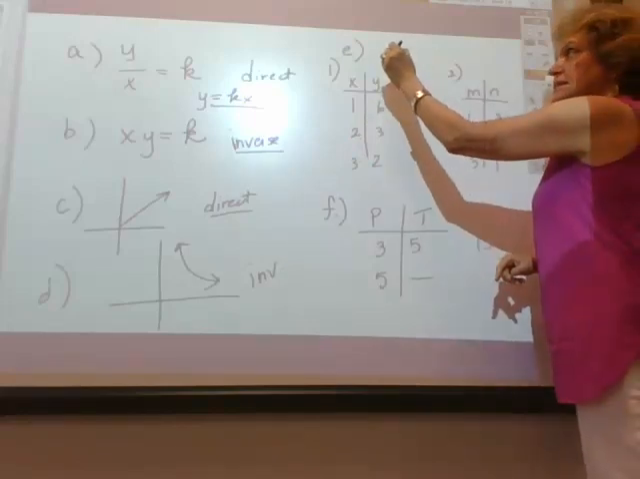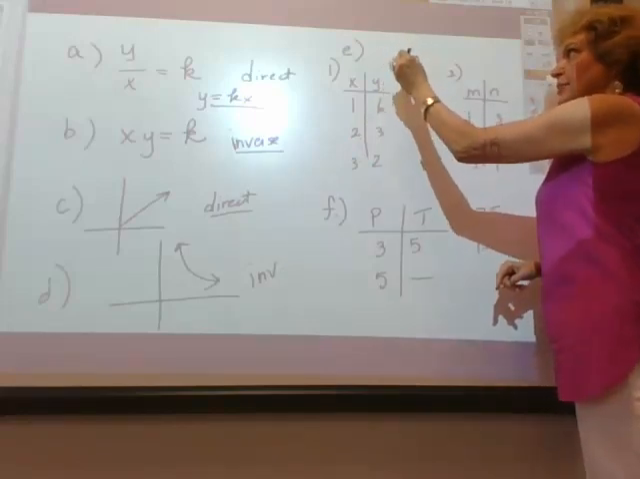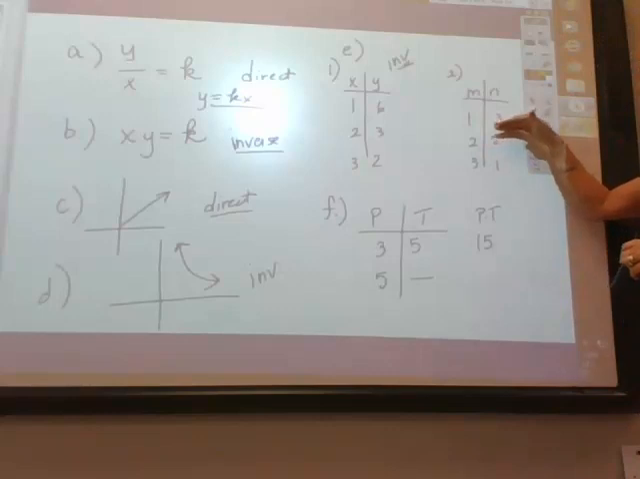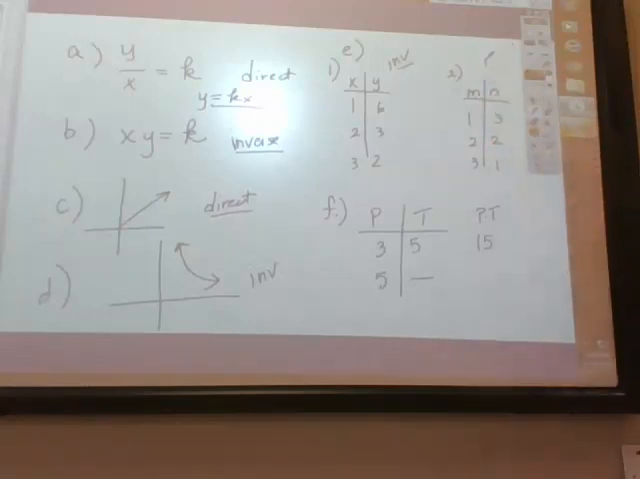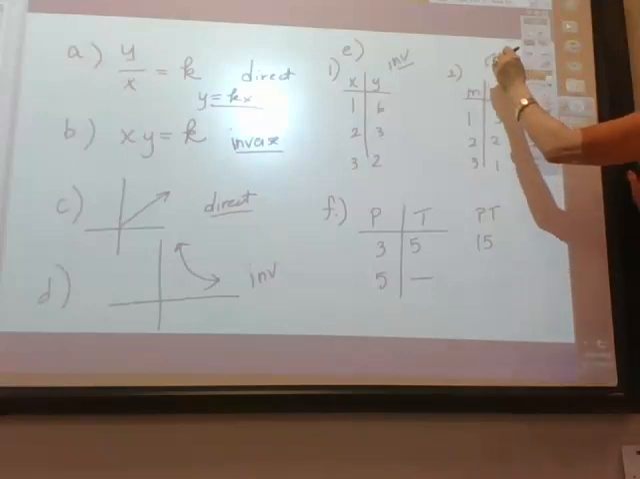So this one is inverse, right? The products are constant. Here, the products are not the same every time. This is 3, this is 4. So no, this one, we don't know for sure that it's direct, but it is not inverse.